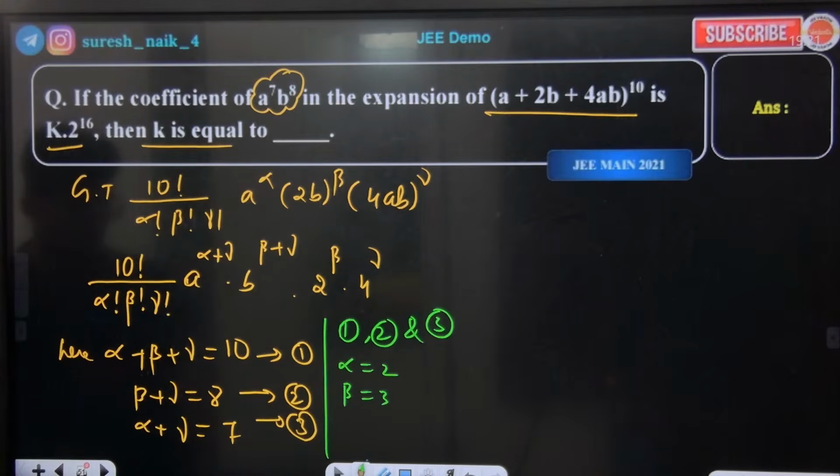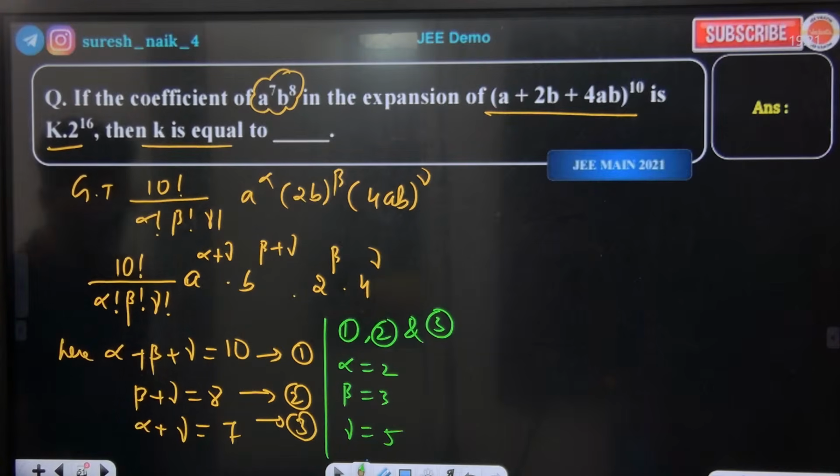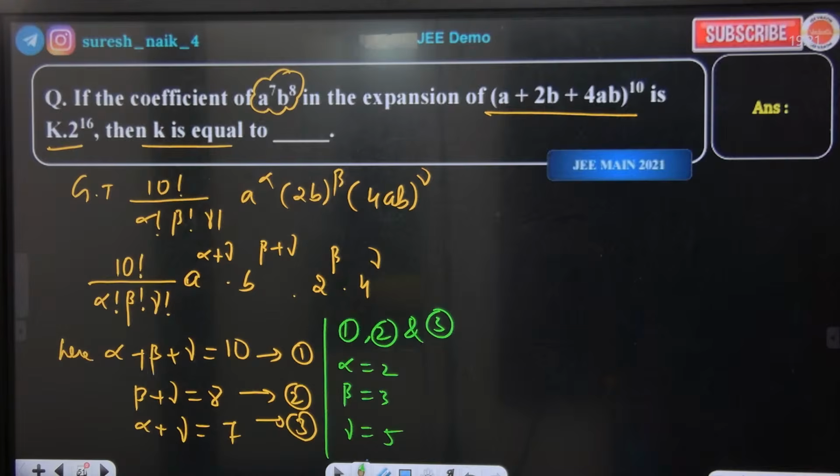Correct or not? So alpha value is 2, beta value is 3, and gamma is 5 obviously. Check: alpha 2, beta 3, gamma should be 5. Is it clear to everyone? Any doubt, Chintu? Yes, sure. 2, 3, 5 I got.